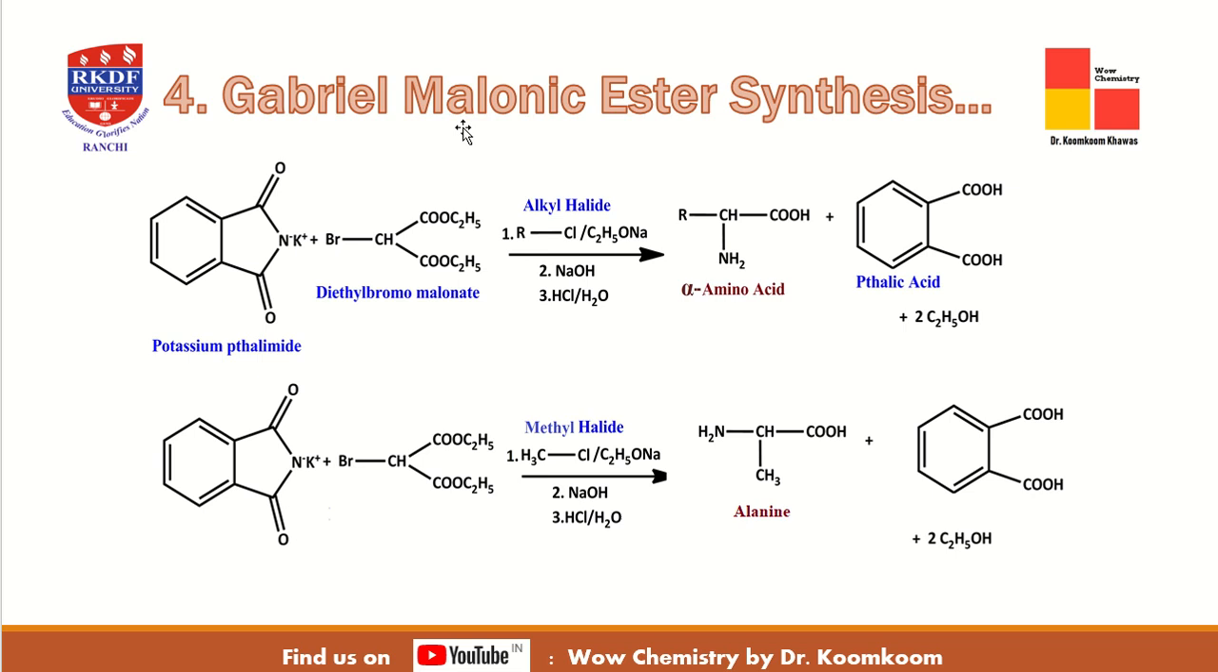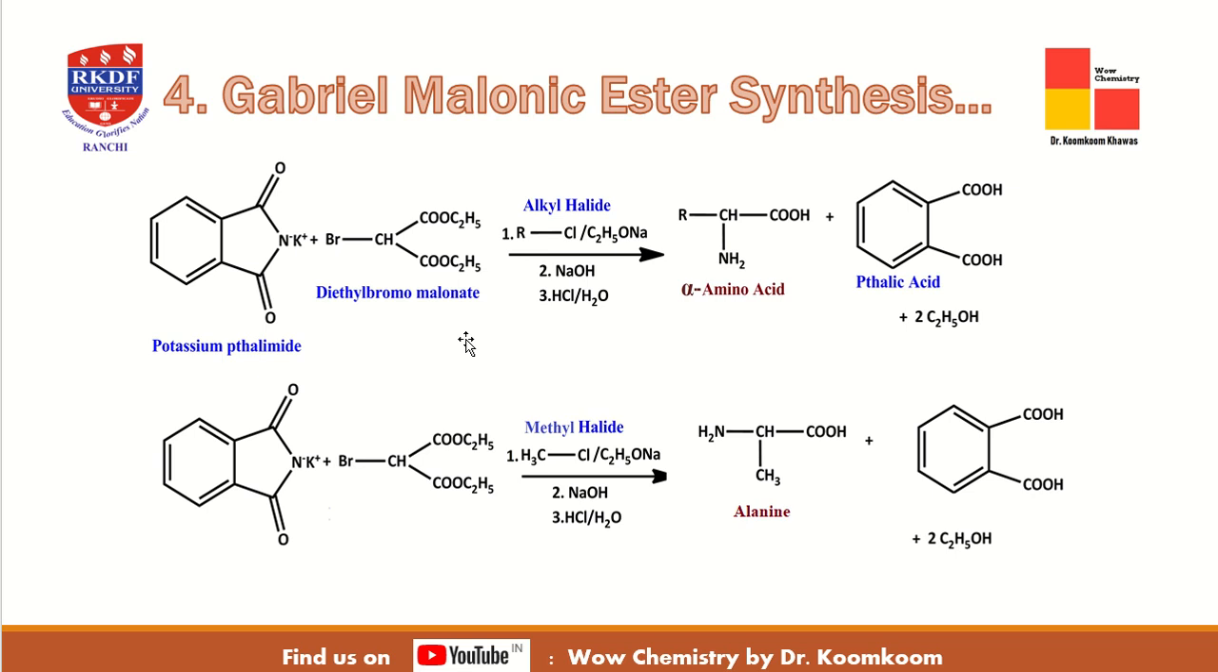The next is the Gabriel-Malonic ester synthesis. As the name suggests, it is a combination of Gabriel synthesis of primary amine and malonic ester synthesis. So here a reaction between potassium phthalimide and diethyl bromomalonate in the presence of an alkyl halide gives the corresponding alpha amino acid along with phthalic acid and ethanol as the side product.